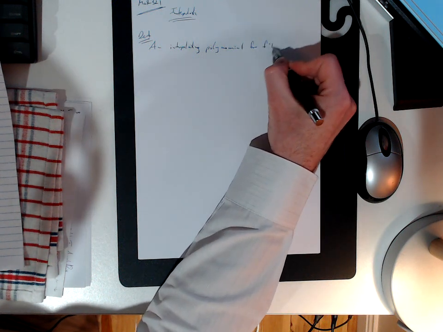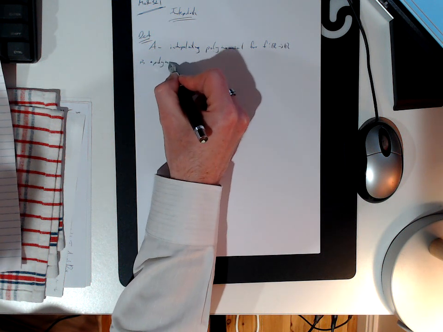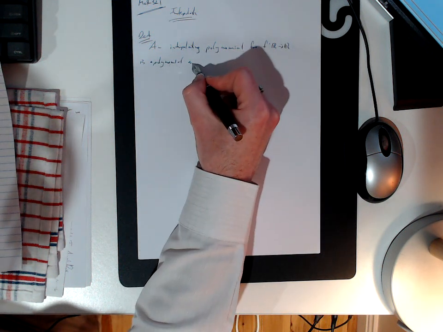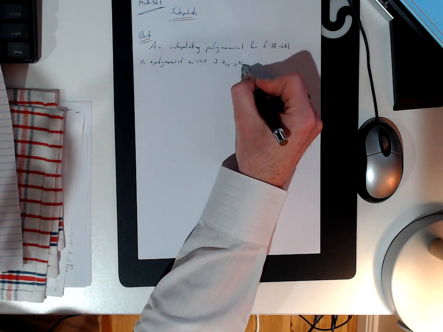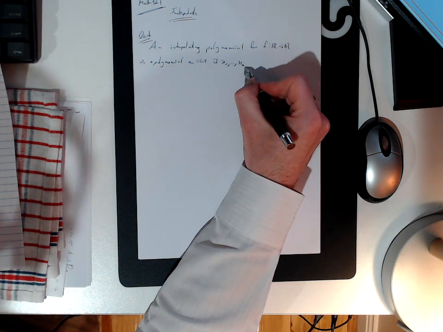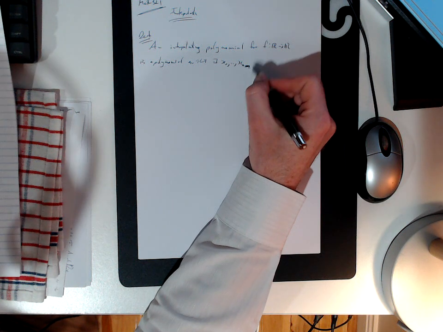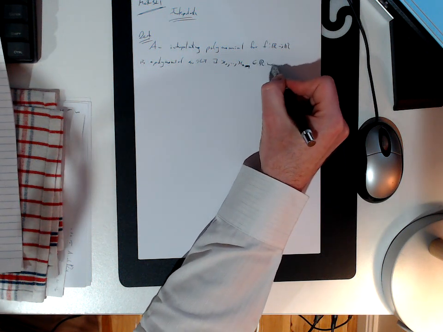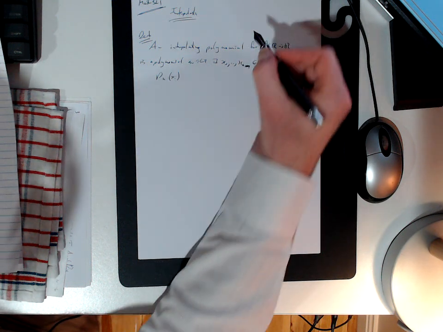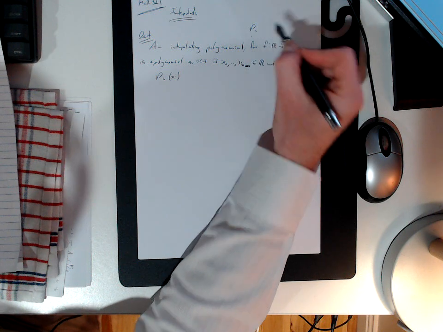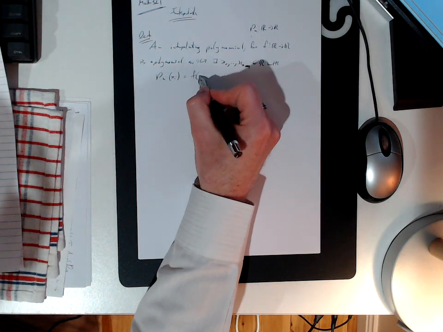for a function f from the real line to the real line is a polynomial so that there exist x0 up to xn, n plus 1 points, with p n xi, so the polynomial p n evaluated at the reals xi equal to f xi.